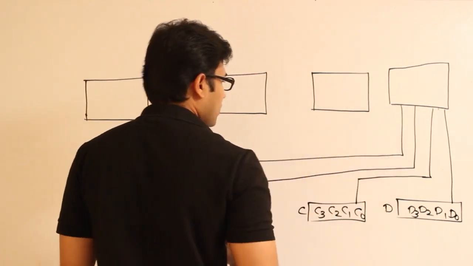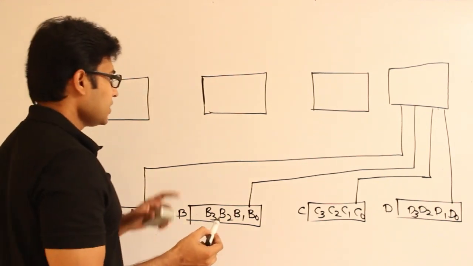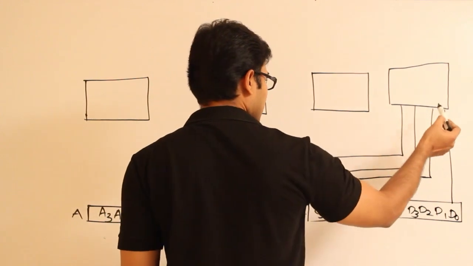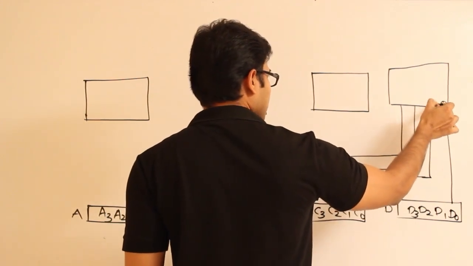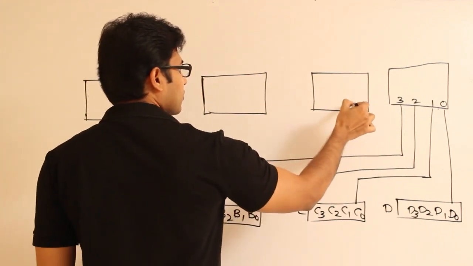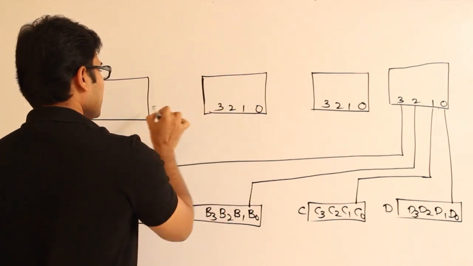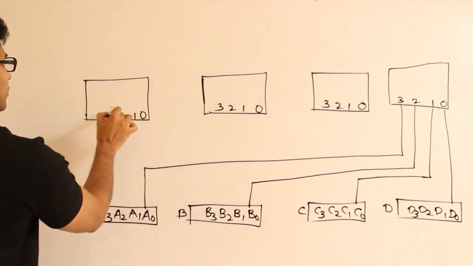Got it? And you also know that a multiplexer is also going to have inputs, and the input selected depends on the select lines. So let me number the inputs. Let us assume that this is input 0, this is 1, this is 2, this is 3, like that. 0, 1, 2, 3, 0, 1, 2, 3, 0, 1, 2, 3.